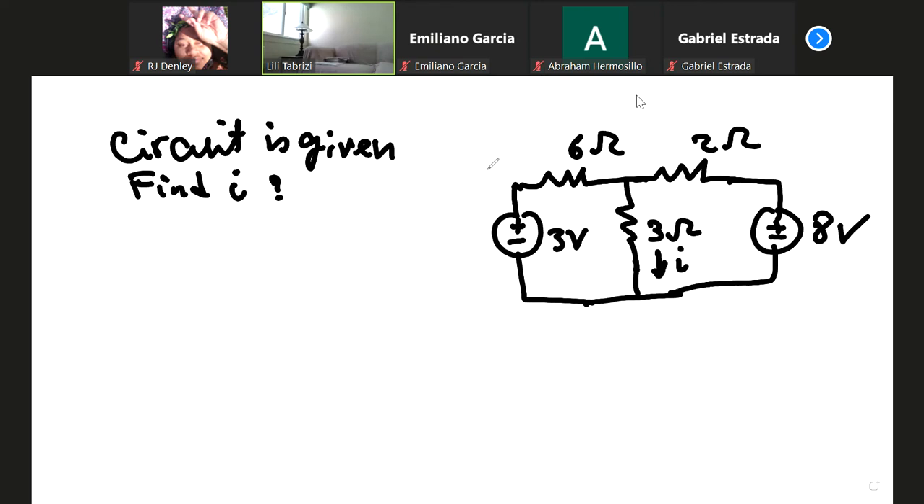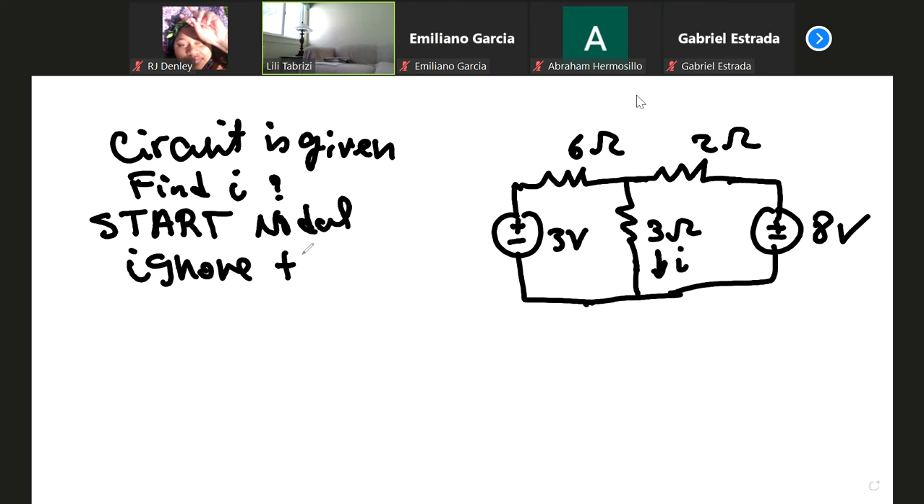Okay, guideline number 1. I mean, before the guideline. When you start nodal, ignore the question. Nodal is general math. Actually, even remove the question. Redraw the circuit without the question. Nodal is independent of the question. If I ask you to find I, if I ask you to find V1, V2, anything, you use the same method. So at the beginning, when you start nodal, ignore the question.